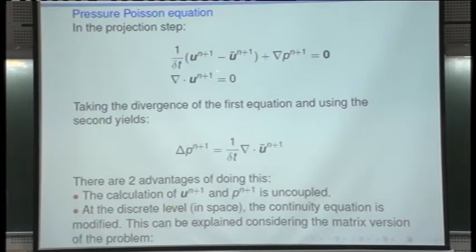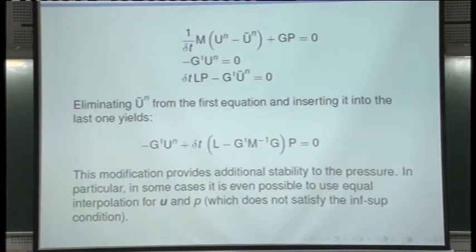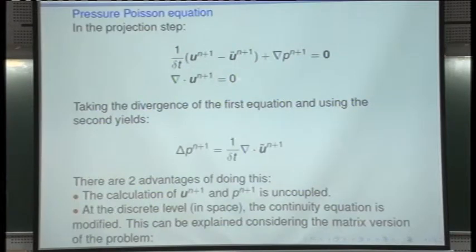Okay, so if you do that, you have a mass matrix divided by delta t. When you discretize using finite elements, a mass matrix divided by delta t times the nodal unknowns of u minus the nodal unknowns of the intermediate velocity, plus a gradient matrix that multiplies p, equal to 0. And then you have divergence of u equal to 0. That's what the first two equations are.